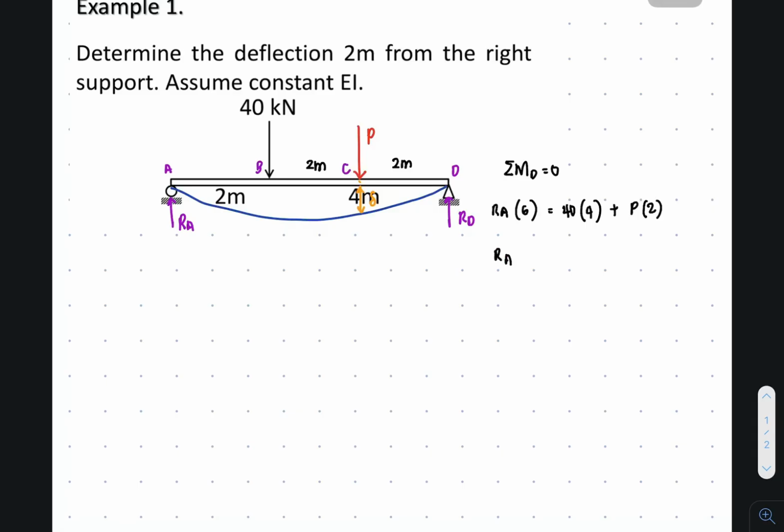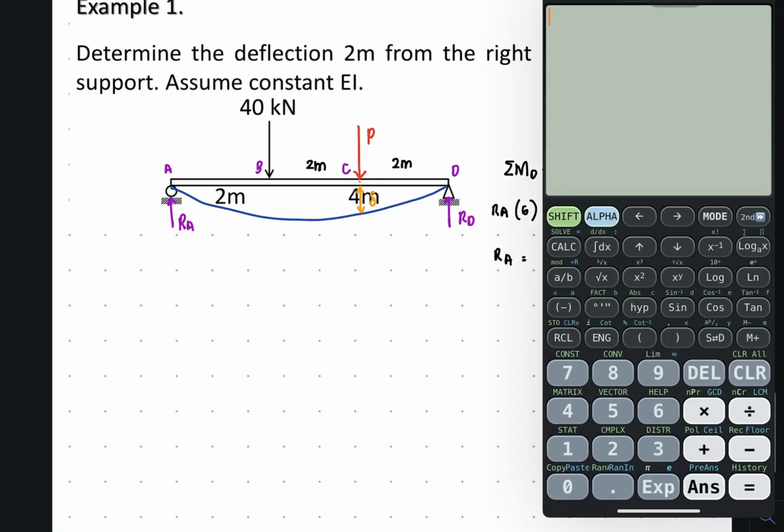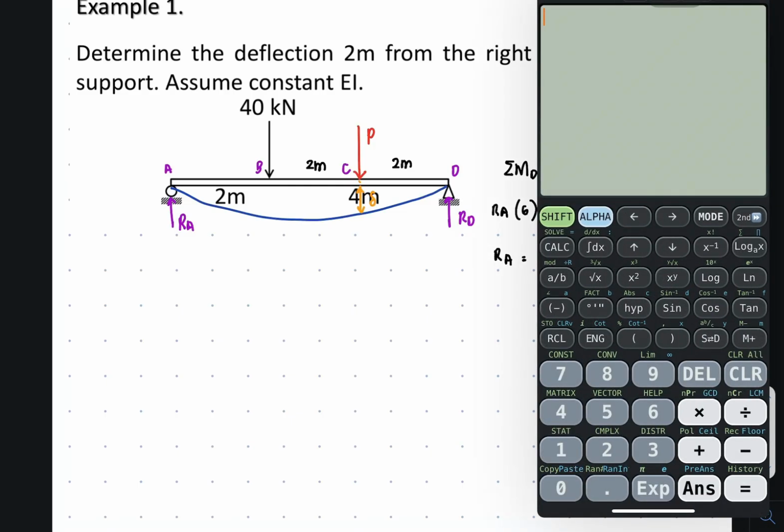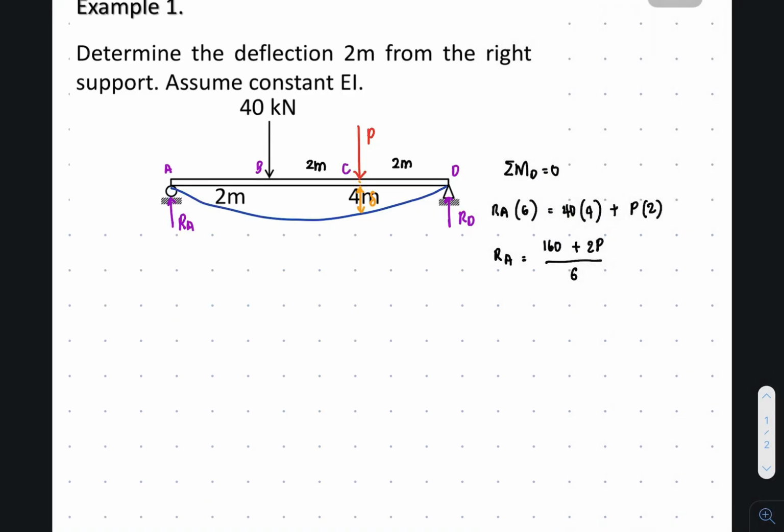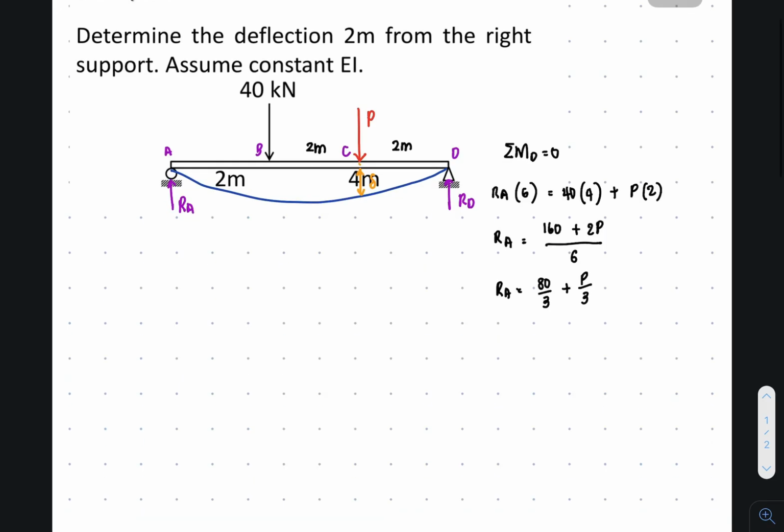So therefore, RA now is equal to 160 plus 2P over 6. So that's going to be 160 divided by 6, that's 80 over 3. So RA is 80 over 3 plus P over 3. So that is the value of our RA.